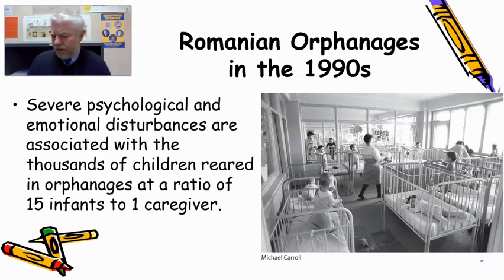We can see very strong evidence for this in the Romanian orphanages from the 1990s. Severe psychological and emotional disturbances were associated with these children many years later, when thousands of these children had to be reared in state-run orphanages at a ratio of 15 to 1. Under those kinds of situations and environments, infants did not receive enough attention, and they were not held enough. Yes, they were fed, yes, their diapers were changed, but that was about it. And these children showed what happens when that attachment does not occur.